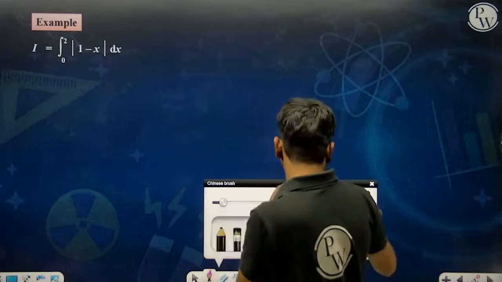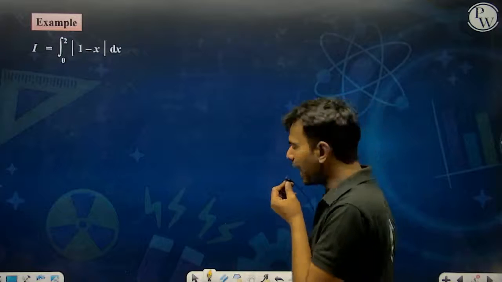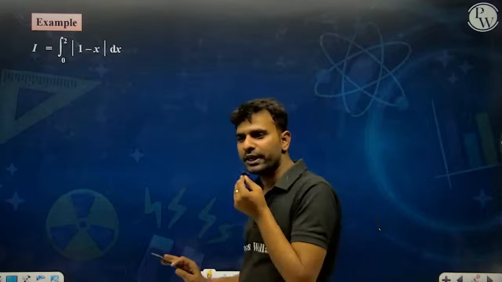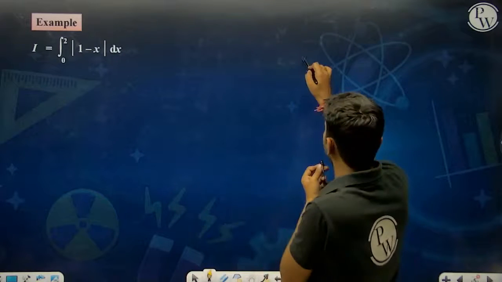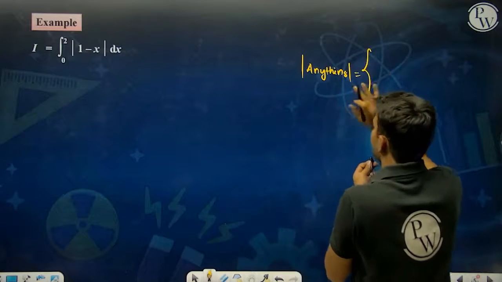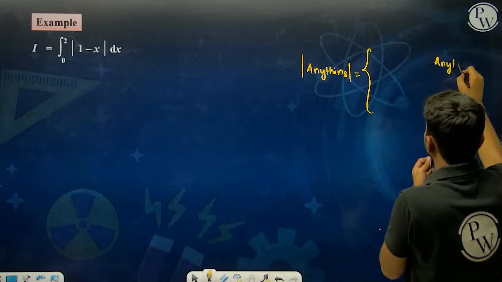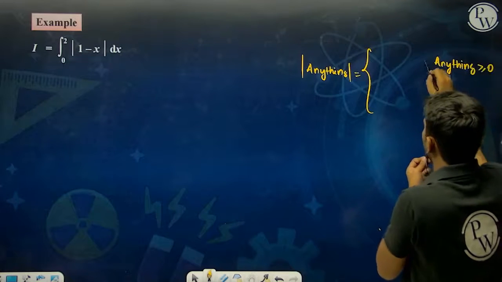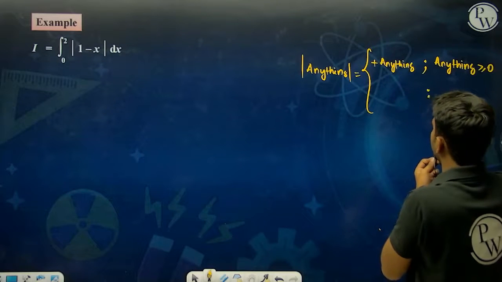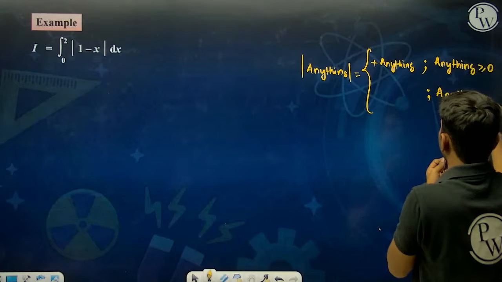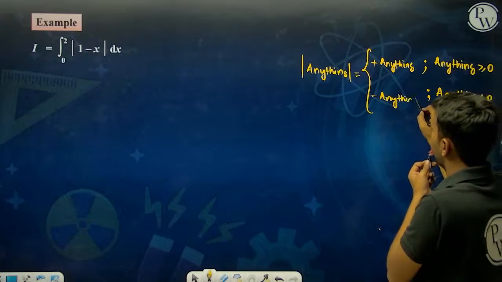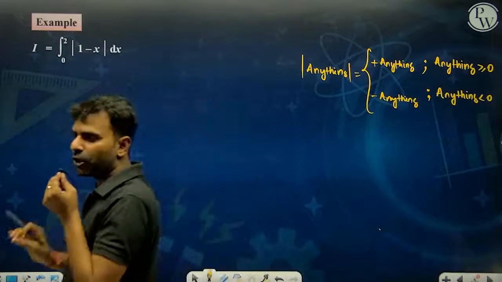So let's deal with this particular question. How do we solve such a variety of questions? Whenever you see a modulus, your first agenda should be this: you have to open the modulus. If whatever is written inside the modulus is greater than or equal to 0, you will open the modulus with a plus sign. Whereas if the thing written inside the modulus is negative, then you will open the modulus with a minus sign, so that the overall thing becomes positive. So whenever you see a modulus, you will have to apply this.